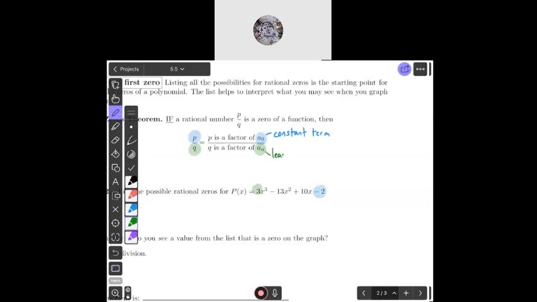So we're going to compare the constant term to the leading coefficient. It's a little weird because it's like upside down. We start at the right end of the problem, not the left end. So just be careful about that.